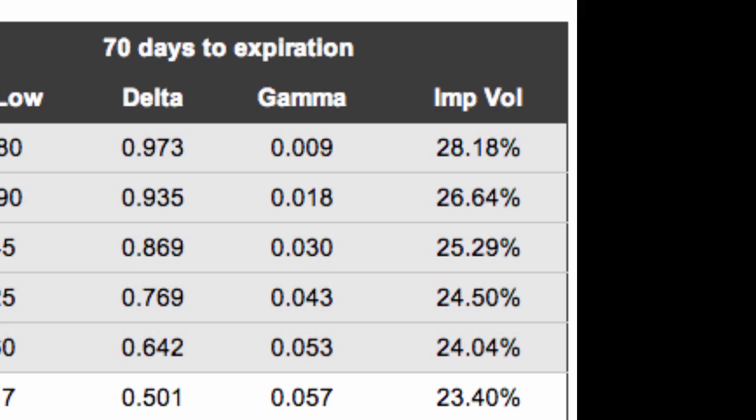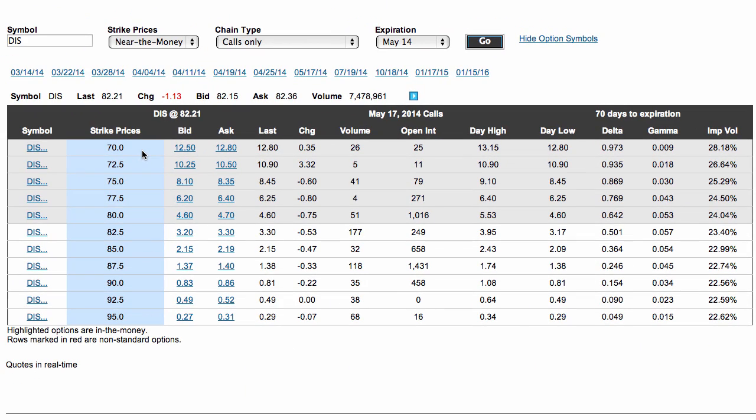So what are some examples of when you might want to consider breaking these rules? Well, for one, if you're relatively sure of the direction of the stock, okay, that may be an incentive for you to consider breaking one of those rules.